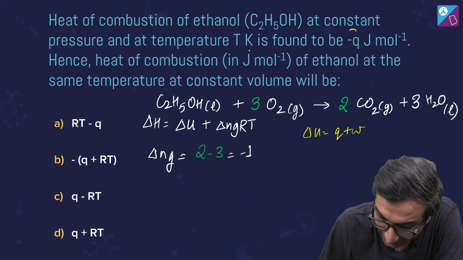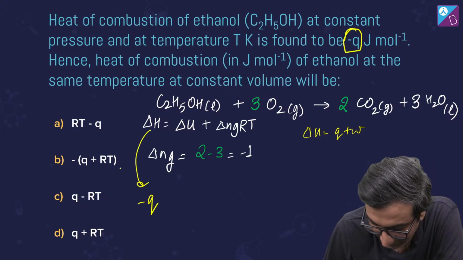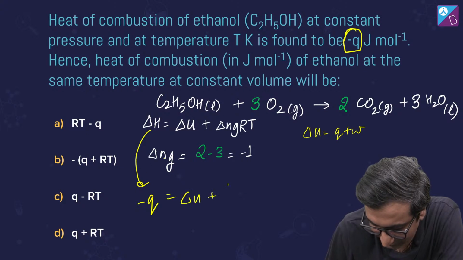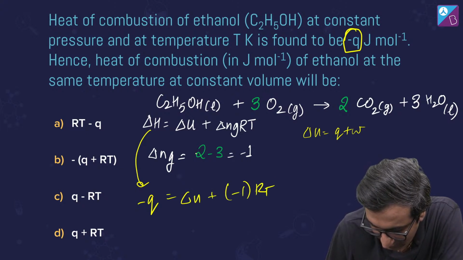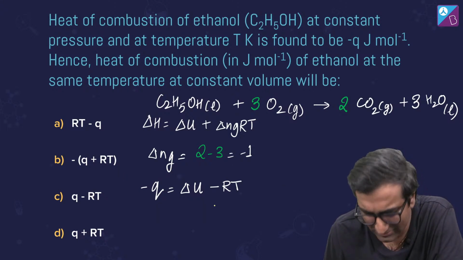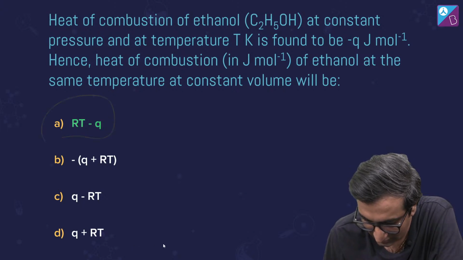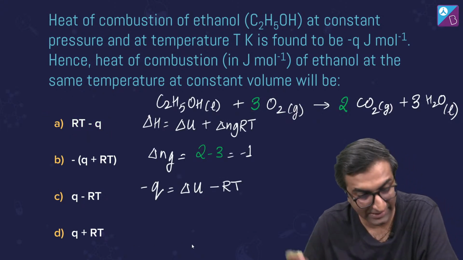Okay, be careful. Substitute this minus Q इधर. ठीक है? This is going to be equal to minus Q, equal to delta U plus whatever this is. Yeah. When I write all of that down, this is what I get. Shouldn't take too much time, but got to be careful. That's all. ध्यान से करने वाली चीज है बस और कुछ नहीं है. ठीक है? Cool? Yeah. RT minus Q is the answer.